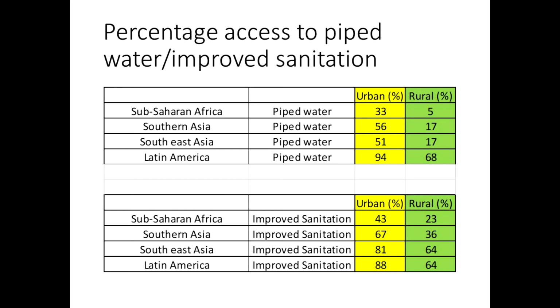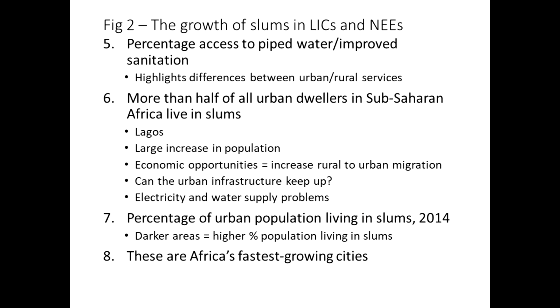We've got the percentage of access to piped water and improved sanitation. This highlights the differences between urban and rural services. So we've broken it down in here. You can see the percentage difference, the areas that are making those improvements, and the big gap between the rural and the urban. And again, you just want to show the differences in those percentages. More than half of all urban dwellers in sub-Saharan Africa live in slums. So again, a bold statement for this next section.